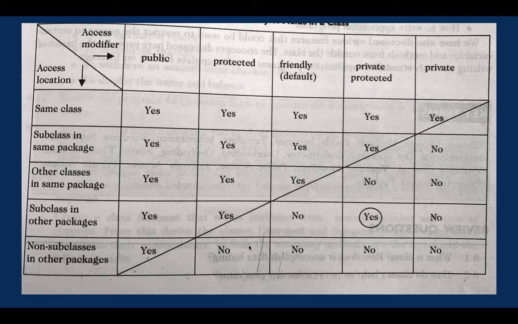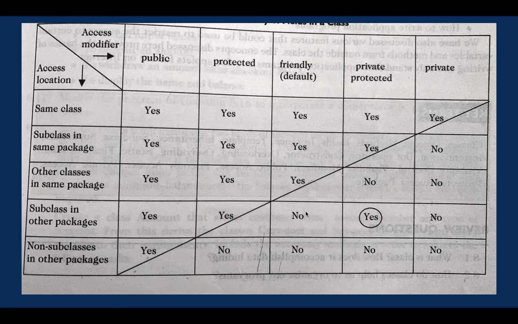Now coming to friendly. Friendly is the default. If we are not mentioning anything, it is treated as friendly. Friendly members are accessible in the class where they have been declared. So we can see in the same class, whereas they are accessible to a subclass also in the same package, as well as to any other class of the same package. So as you can see, all these three are dealing with classes belonging to the same package.